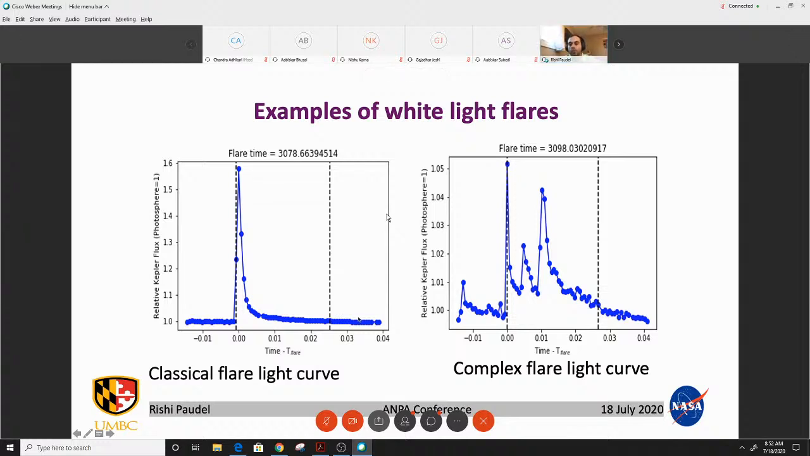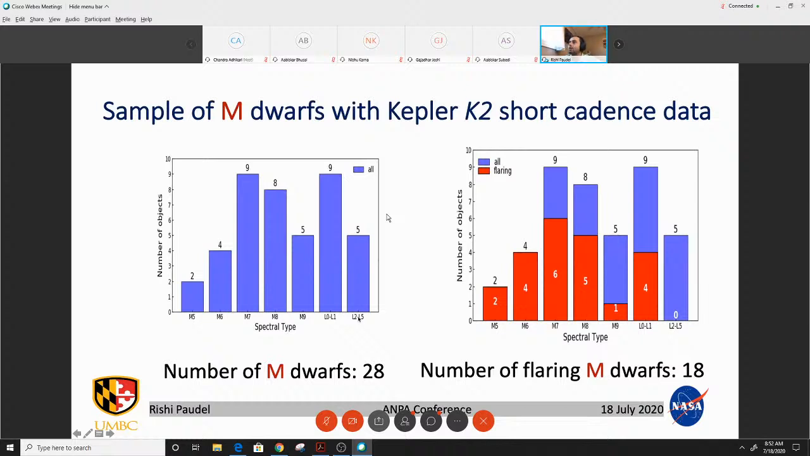Now I want to show you some of the results of my project. This is the sample of M dwarfs which I studied by using Kepler K2 short cadence data. That is, the data was taken every 1 minute for about 70 days up to 90 days for each star. So far, I studied the light curves of 28 M dwarfs and identified the flares on 18 M dwarfs.